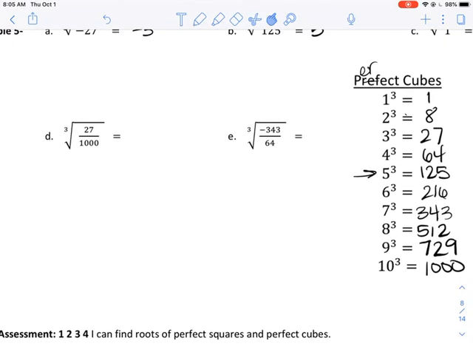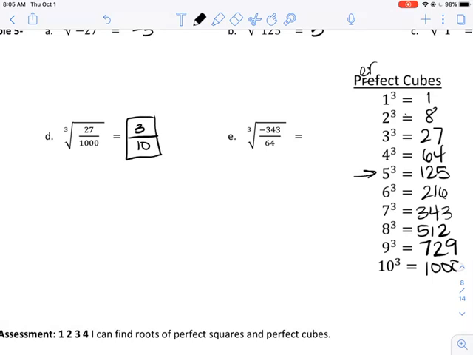And just like yesterday, we can actually take the cube root of the numerator and denominator of fractions separately. So I can take the cube root of the top of D. Cube root of 27 will be 3, because 3 cubed equals 27, and the bottom will be 10. And I don't need to simplify that fraction because they have no common factors, so that's my answer.